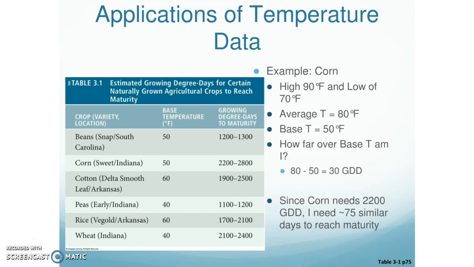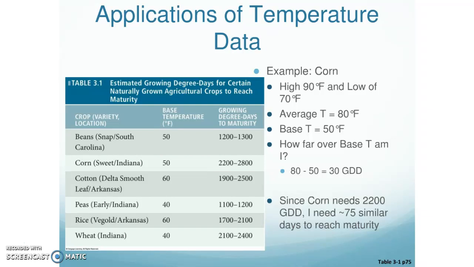Here's a table from your textbook that talks about different plants and their base temperature. So for example, let's say corn. Corn has a base temperature of 50 degrees Fahrenheit. Take the same example we just did, high of 90 and a low of 70, which means the average temperature is 80. That means I am 30 degrees over my base temperature. That's basically a surplus of 30 growing degree days.